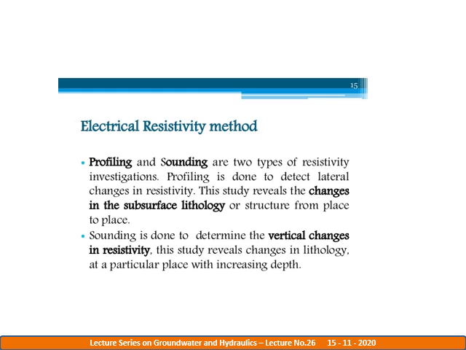Profiling and sounding are two types of resistivity investigation. Profiling is done to detect lateral changes in resistivity. This study reveals the changes in the subsurface lithology or structure from place to place. Sounding is done to determine the vertical changes in resistivity. This study reveals changes in the lithology at a particular place with increased depth.